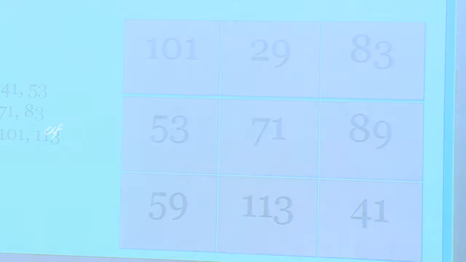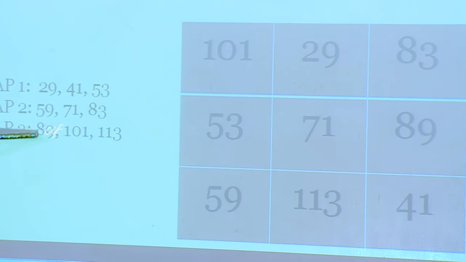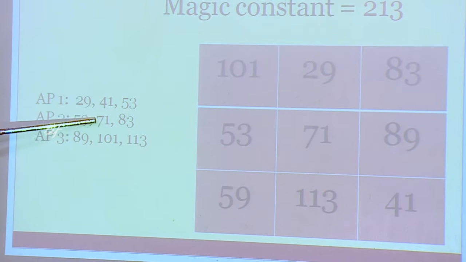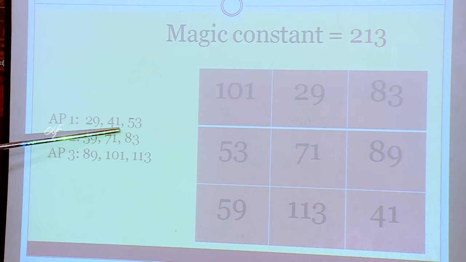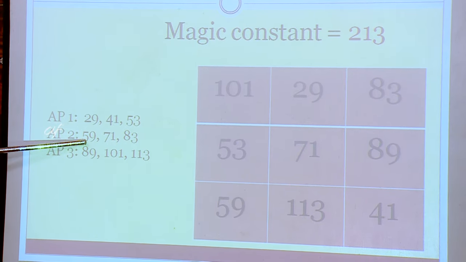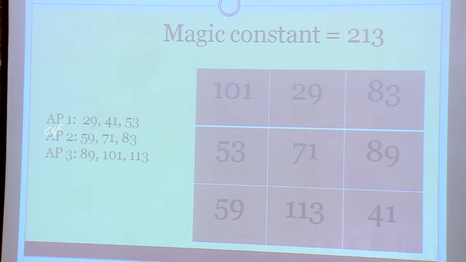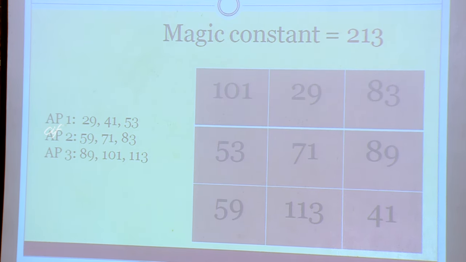Here, we are using 3 APs, 3 arithmetic progressions of prime numbers. As you can see, 29, 41 and 53. So the common difference is 12. Here also the common difference is 12. Here also the common difference is 12. So we took 3 similar arithmetic progressions where the common difference is the same.